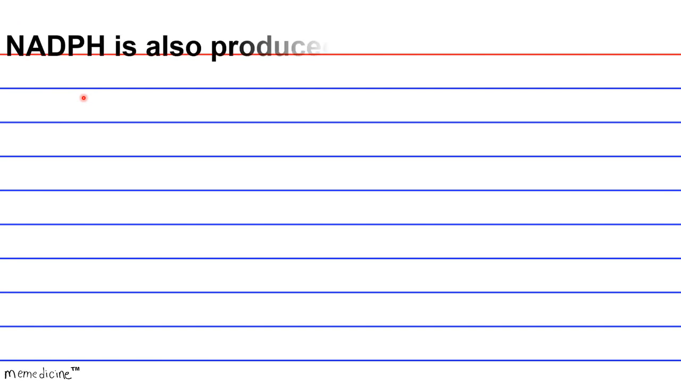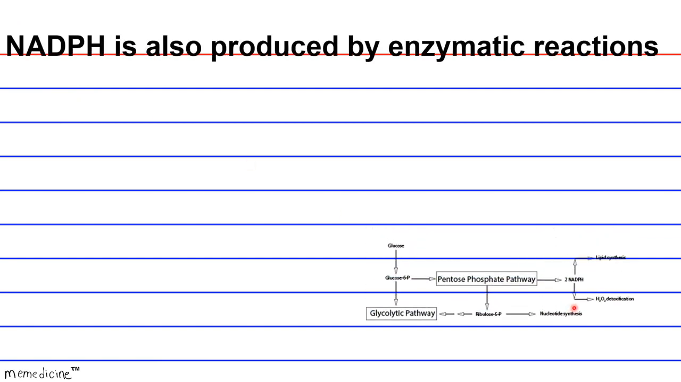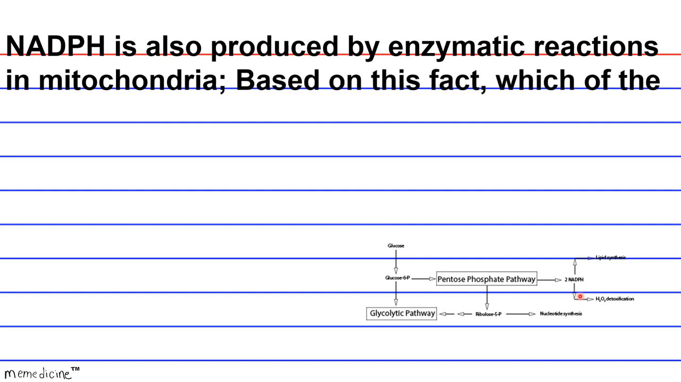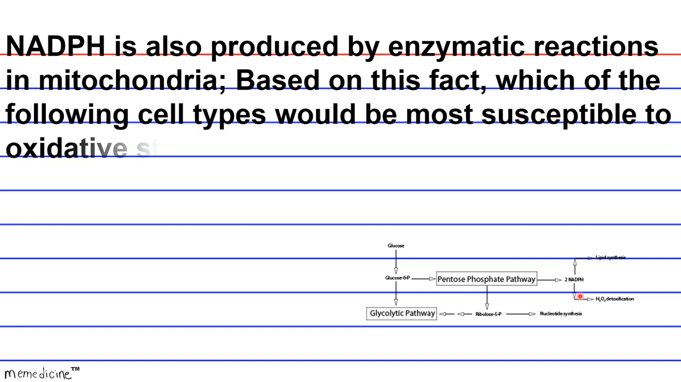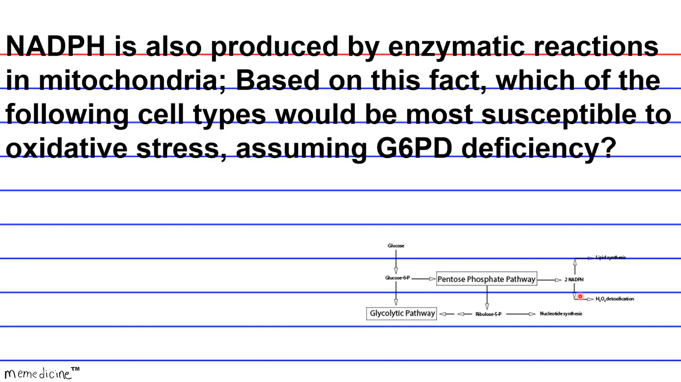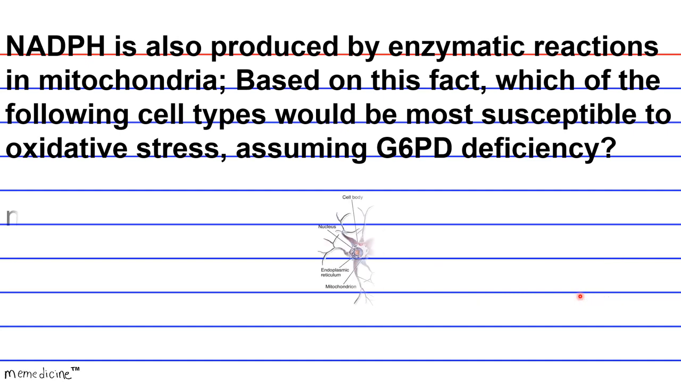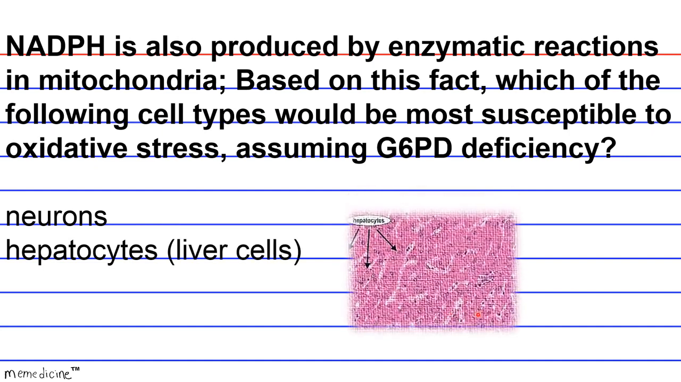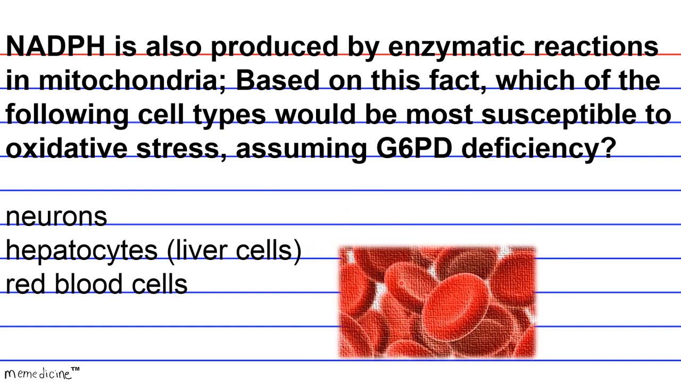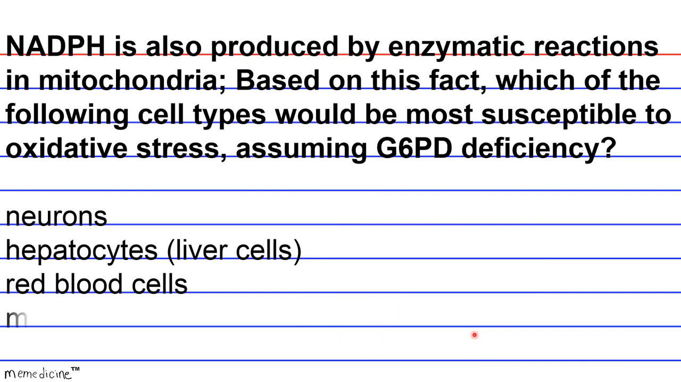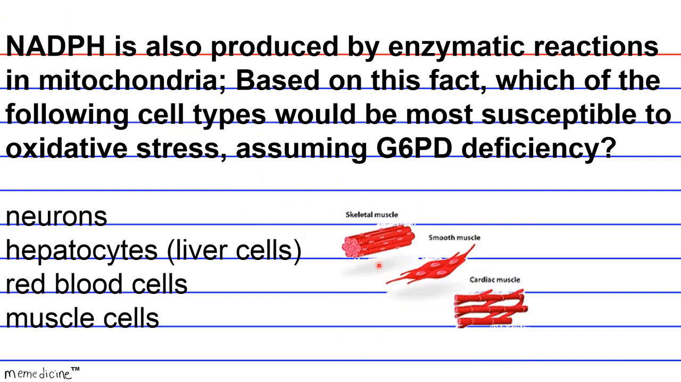Okay, so NADPH is also produced by the enzymatic reactions in the mitochondria. Based on this fact, which of the following cell types would be most susceptible to oxidative stress, assuming G6PD deficiency? Is it A, neurons, B, hepatocytes, which are liver cells, C, red blood cells, or D, muscle cells? I'll give you a moment to think. Press pause if you need to.